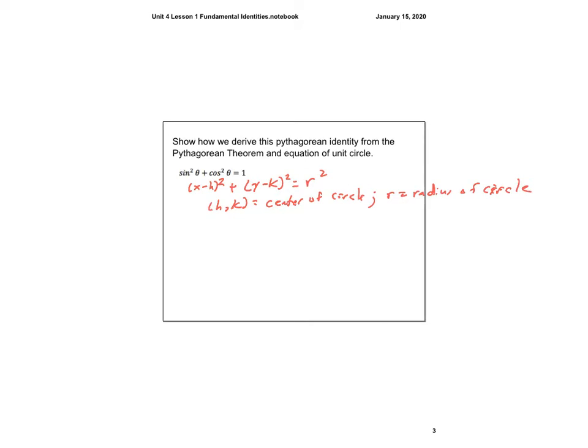So the center of our unit circle happens to be (0, 0), and the radius of our unit circle is always 1. So I'm going to substitute those in. (h, k) is (0, 0), so x minus 0 squared plus y minus 0 squared equals r squared. Well, x minus 0 is simply x, so you just get x squared. y minus 0 is just y, so you get y squared. And 1 squared is simply 1.